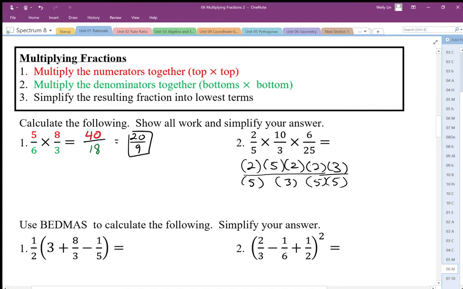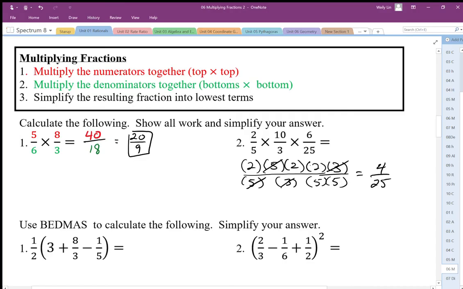Anything on the top is a times, anything on the bottom is a divide, so I can cancel those. I can cancel one of those with one of those. Since this times cancels with that divide, there's no more times 5, so these ones are left. So I have 2 times 2 on top, 5 times 5 left on bottom. And that's a simplified fraction.